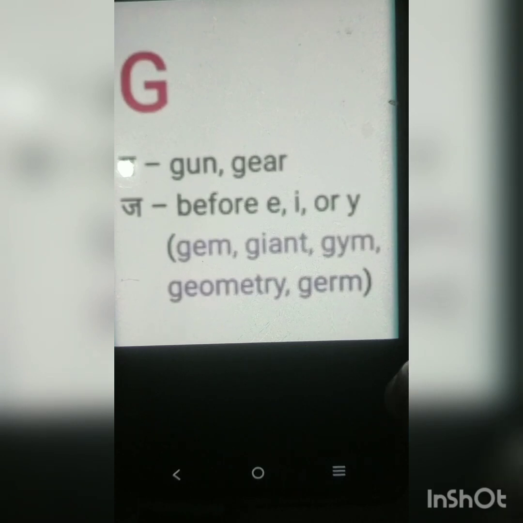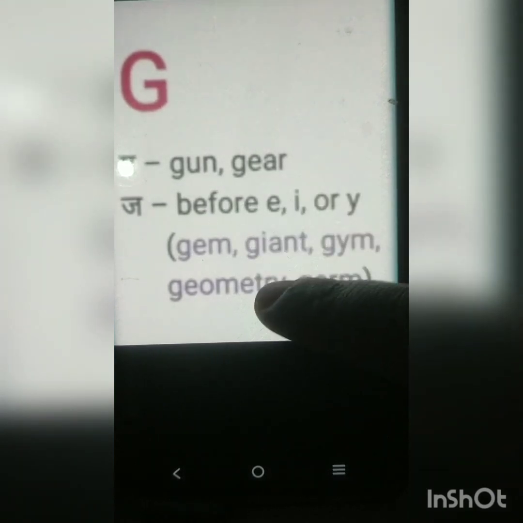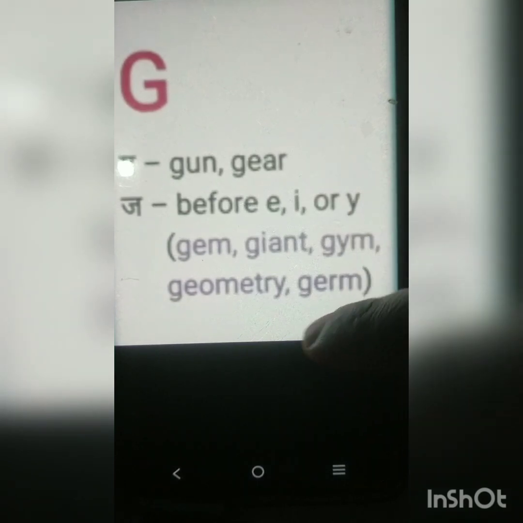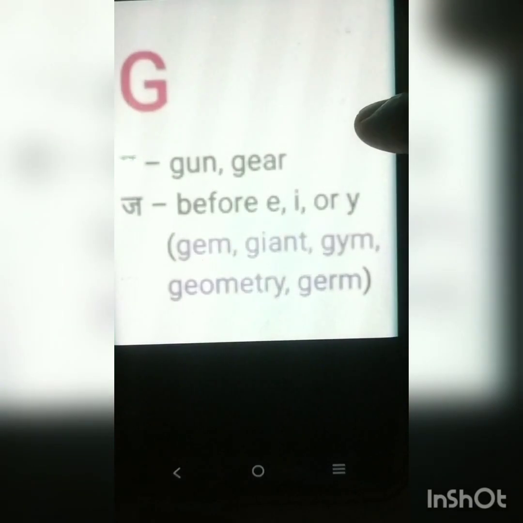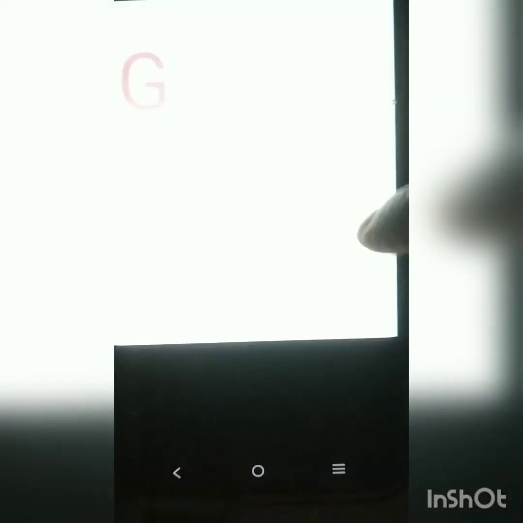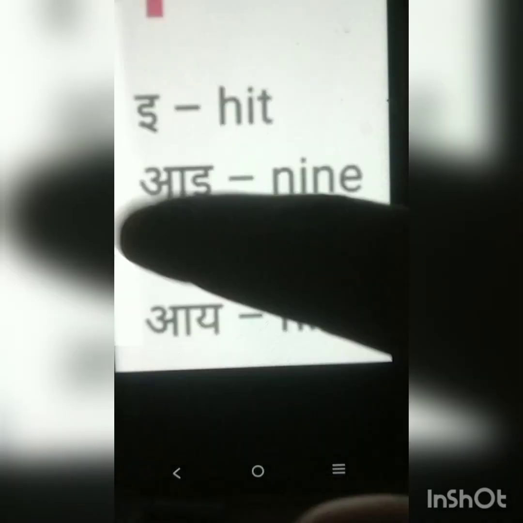Giant. Gym. Geometry. Germ. So, yes. So you see, G is coming before E and I and Y. That's why its sound is coming like J. But if there is no E, I, Y, then it will be only the G sound, gun. Okay? Only G sound will be there.